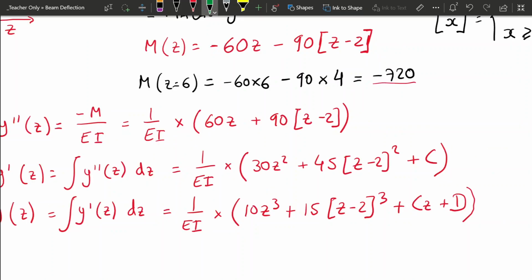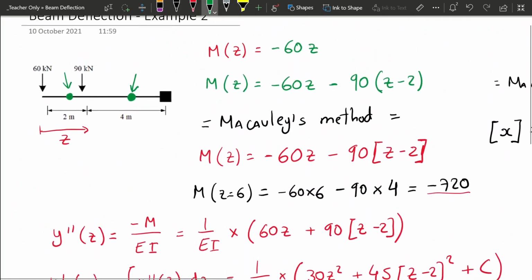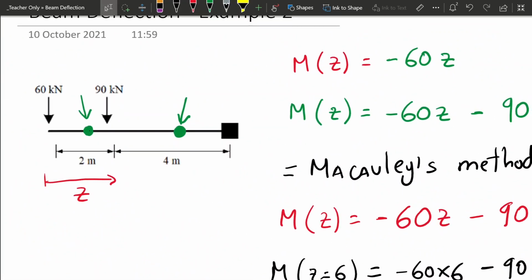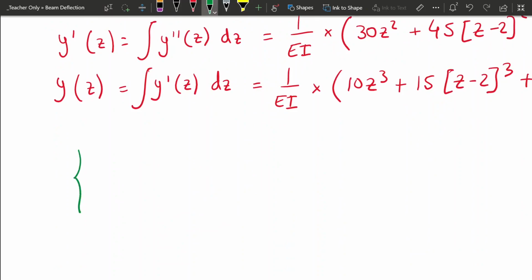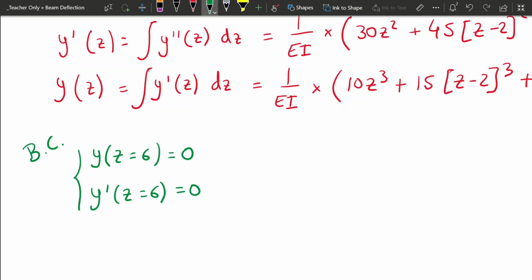So now we can use the boundary conditions to find c and d. Let's look back into the structure and realize that our boundary conditions are both at z equals 6, here at the fixed support, where the rotation and the deflection are both equal to 0. So let's write B.C. for boundary conditions. So y of z equals 6 must be 0, and the rotation y dash when z equals 6 must also be 0. So now we can use these two to find our c and d.